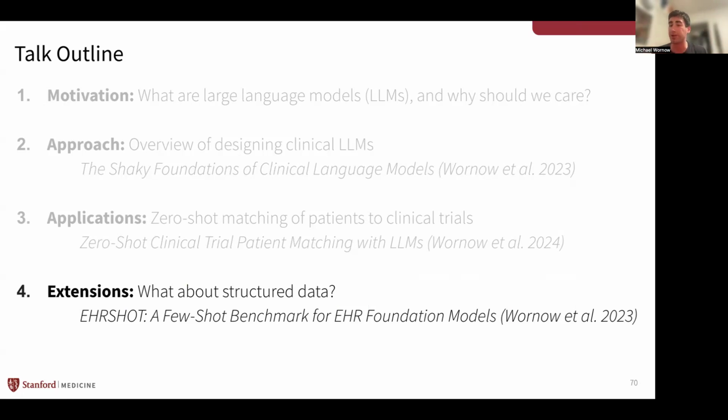And so why should we be ignoring that? In this next part, I'll talk about extending some of the thinking that we've been applying to large language models and clinical text to the domain of structured clinical data. And this is mostly based on a paper that we put out last year called Earshot.